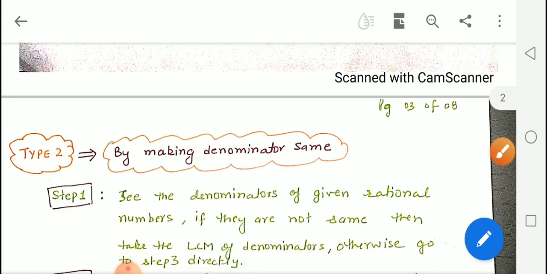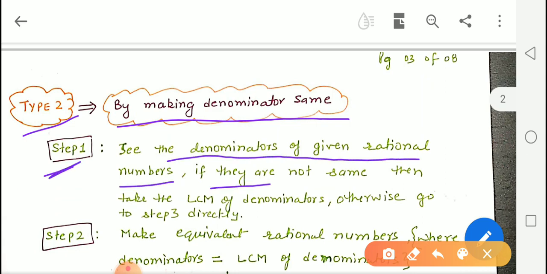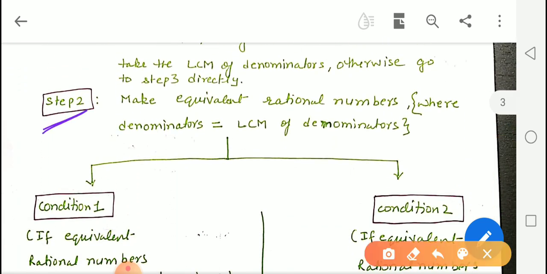And the next type is when two rational numbers are given and their denominators are different. For that we will use type 2, by making the denominators the same. How? For step 1 we will see the denominators of the given rational numbers. If they are not the same, then take the LCM of the denominators, otherwise go to step 3. We will see step 3 first. If they are not the same, then we have to find the LCM. After finding the LCM, we will do step 2.